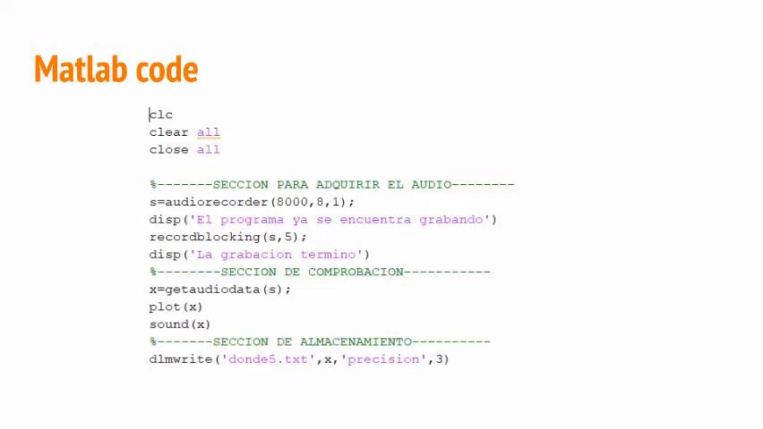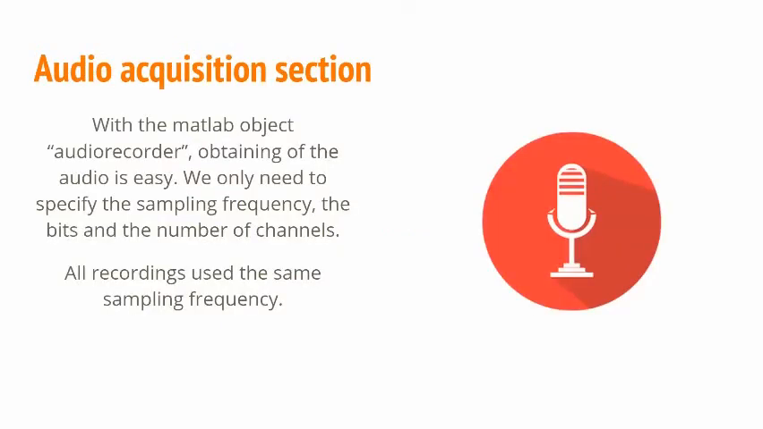The first section is the audio acquisition section. With the MATLAB object audiorecorder, obtaining the audio is easy. We only need to specify the sampling frequency, the bits, and the number of channels. All recordings use the same sampling frequency.